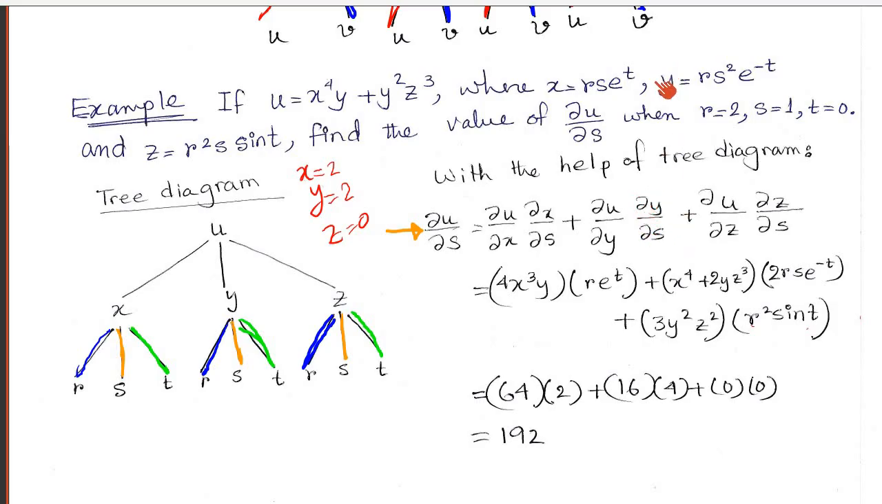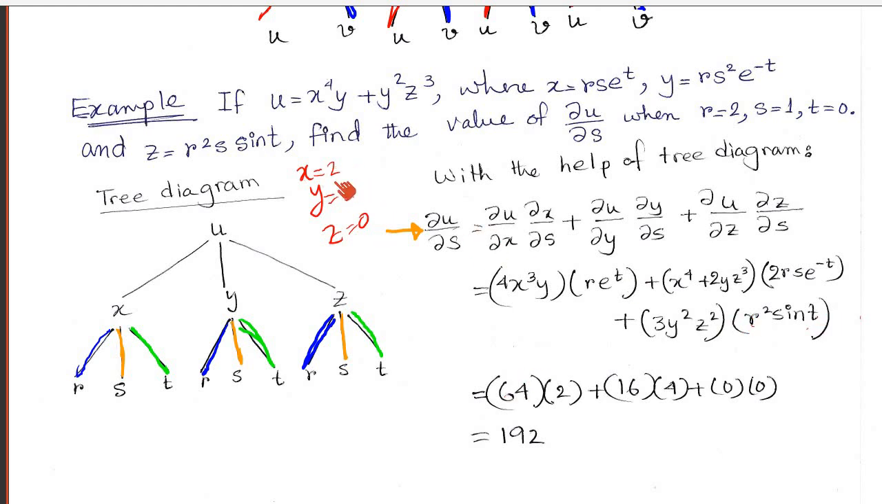twice y into z cube. Differentiation of y with respect to s, differentiate this with respect to s. Here the constant coefficient is r e to the power minus t multiplied by twice s, derivation of s square is twice s, so this is the one. Next, differentiate u with respect to z, so this is 0 plus y square into 3z square, done. Then differentiate z with respect to s. So the coefficient of s is r square sin t, derivation of s equals 1, so r square sin t.